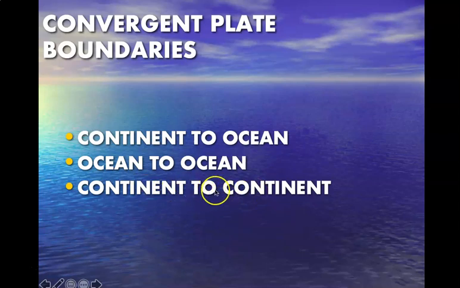So in other words, we have two continents bumping into one another. That does something. We have two oceanic plates bumping into one another. That does something different. And we have areas where continental and oceanic plates are bumping into each other, and those do something even different again.